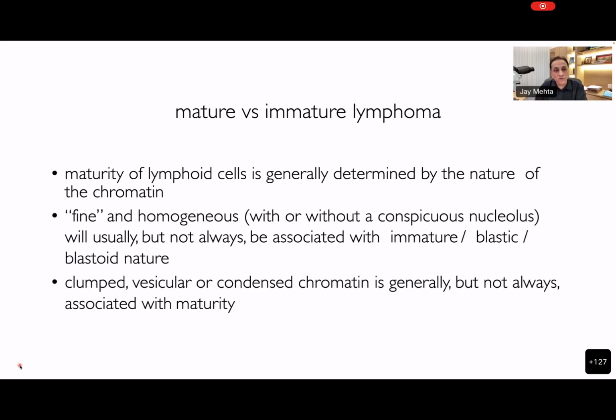Now, maturity of the lymphoid cells is generally determined by the nature of the chromatin. So if you have a fine and homogeneous chromatin with or without a conspicuous nucleolus, this will usually, but not always, be associated with an immature blastic or blastoid nature. If the chromatin is clumped, vesicular, or condensed, that generally means that it's a mature lymphoid cell. So again, there are caveats here. As I said, everything in medicine is open to some kind of debate. There are exceptions to every rule. So this is the general pattern, but that's not always the case.